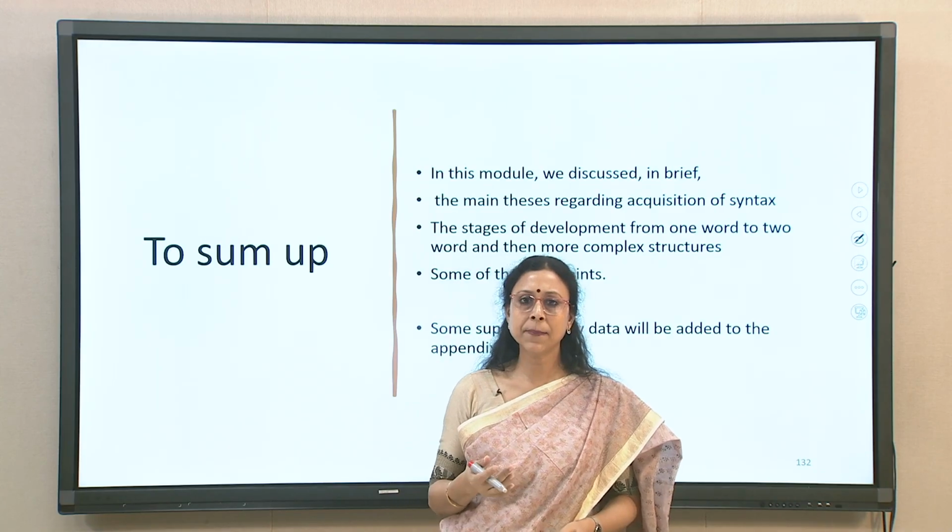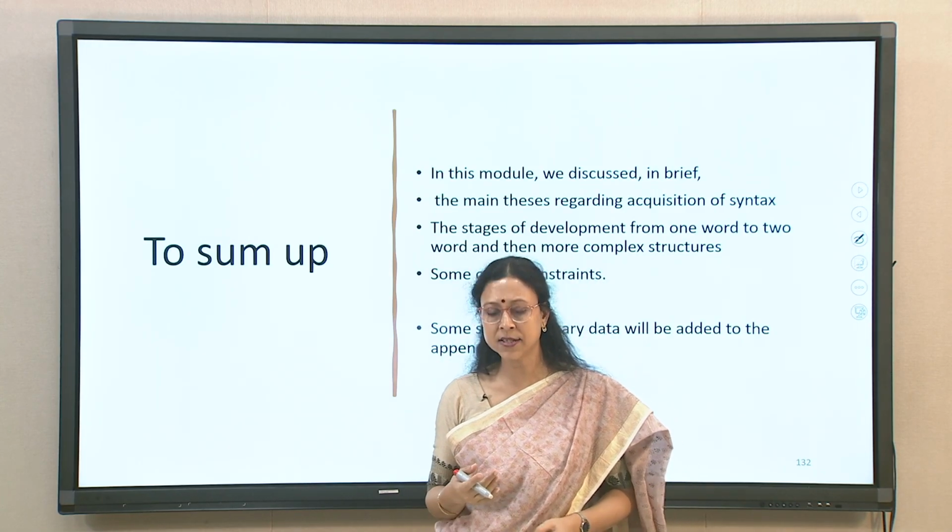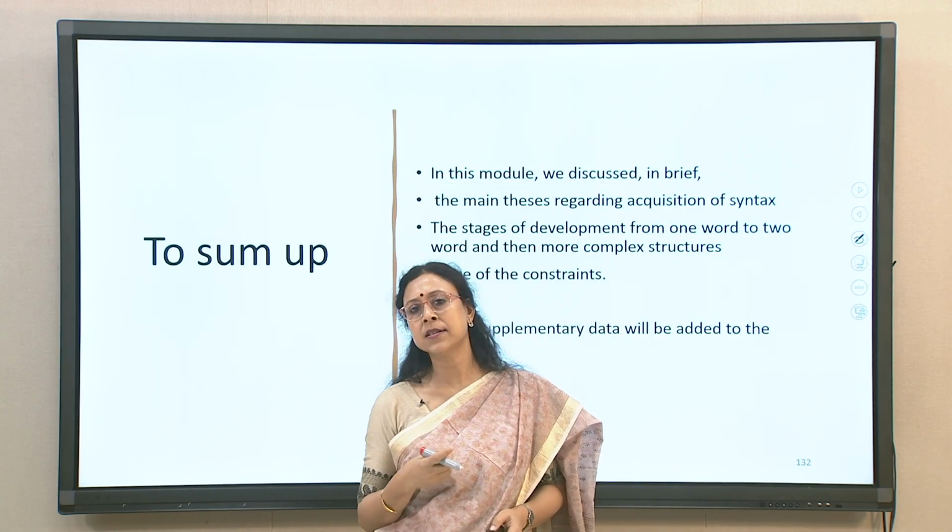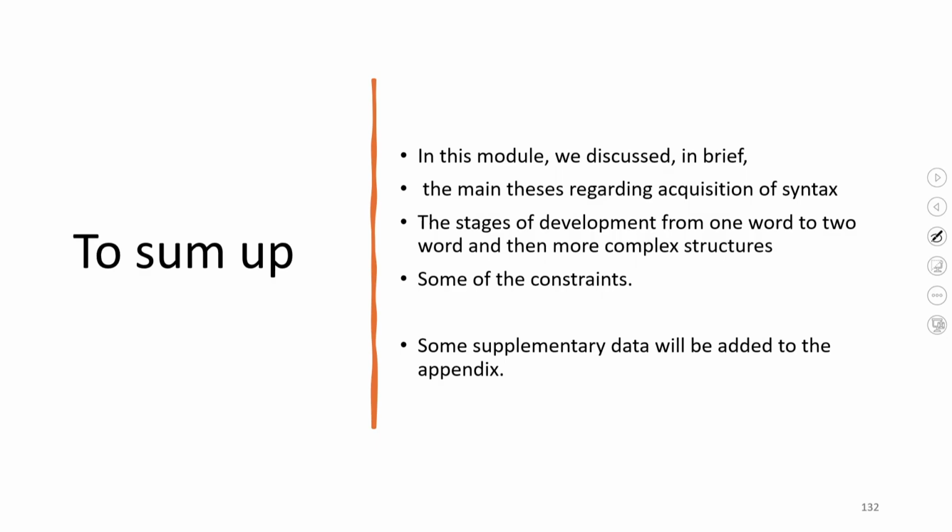To sum up, what did we look at in this module? We discussed in brief, of course, since this is just one module devoted to syntactic structure acquisition among children. So, we discussed everything in short. We looked at various theories, many different theses regarding the acquisition of syntax. We looked at the stages of development from one word to two word and then more complex structures, and we also saw some of the constraints. So, this is where we will end this module.